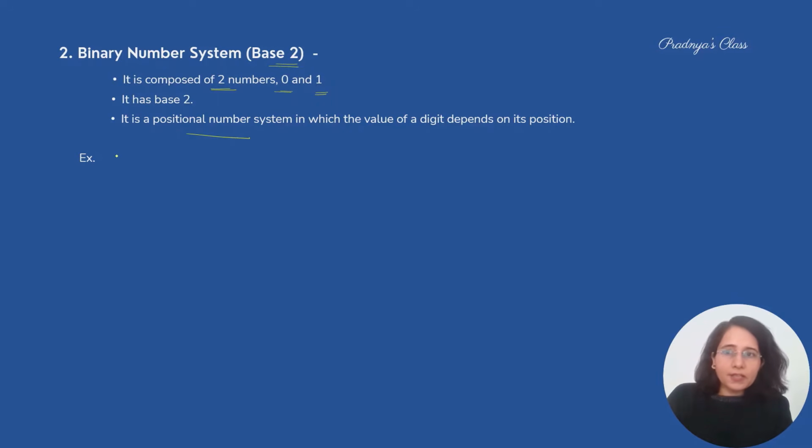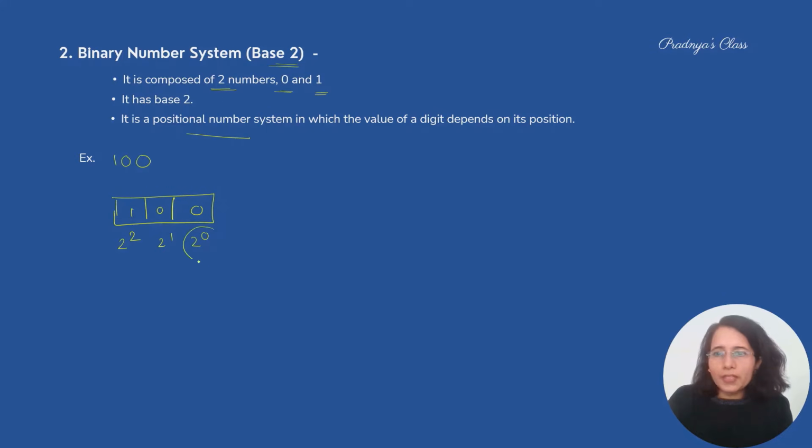So let's consider one example. I am taking one binary number, 100. It is equivalent to the decimal number 4. Let's try to find out the positional value of this number. We have to take the power of 2, as the base of this number system is 2. So it will be 2 raised to power 0, 2 raised to power 1 and 2 raised to power 2.